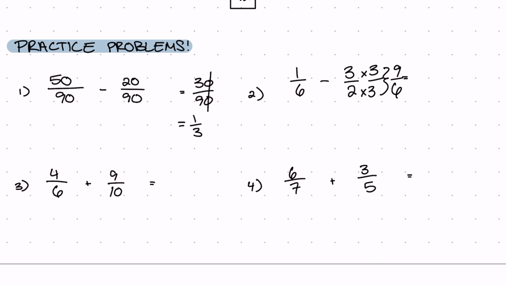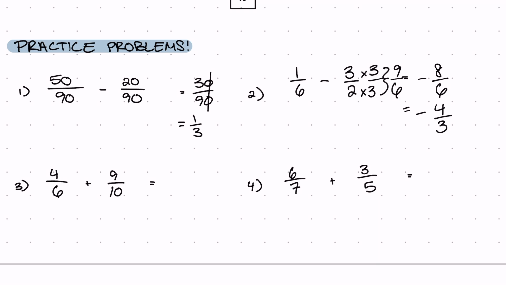So 1 minus 9 is going to be negative 8. This is going to be over 6. And notice how we can reduce this further because they're both even numbers. So we can continue to divide by 2. So 8 divided by 2 is going to be 4, and 6 divided by 2 is going to be 3. And we have our negative sign there from before. So our answer is going to be negative 4 over 3.